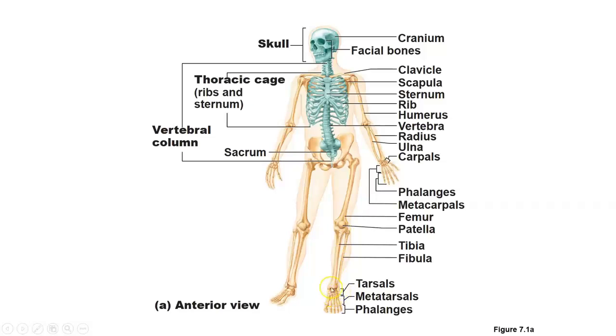And then there are metatarsals and phalanges. With the thumb, there are only 2 phalanges, and the same with the big toe, there are 2 phalanges. The rest of the fingers and toes each have 3 phalanges.